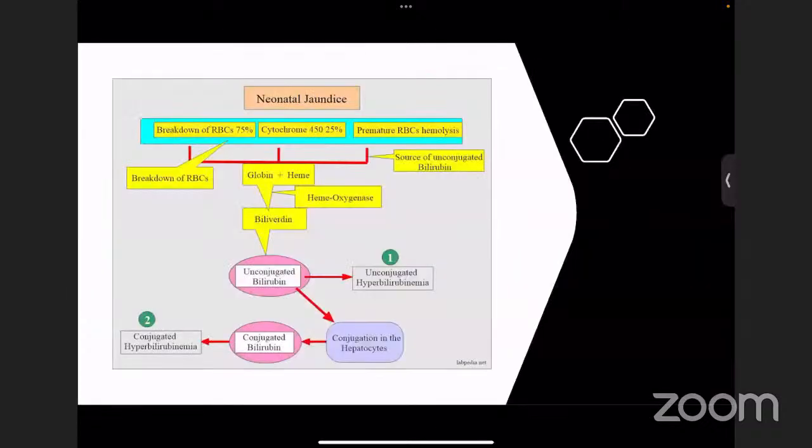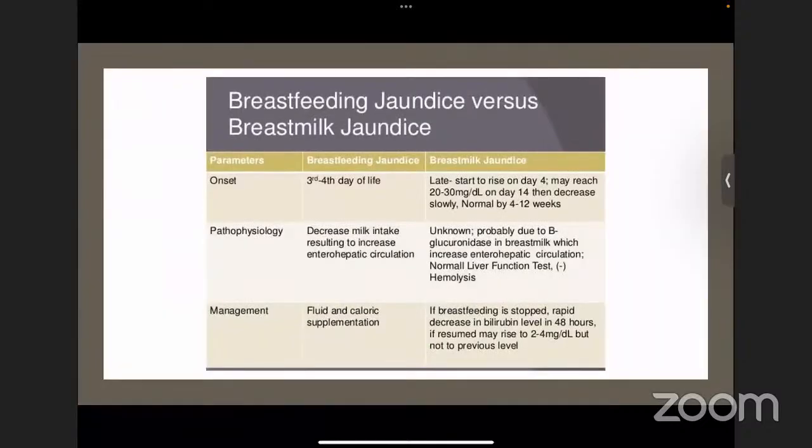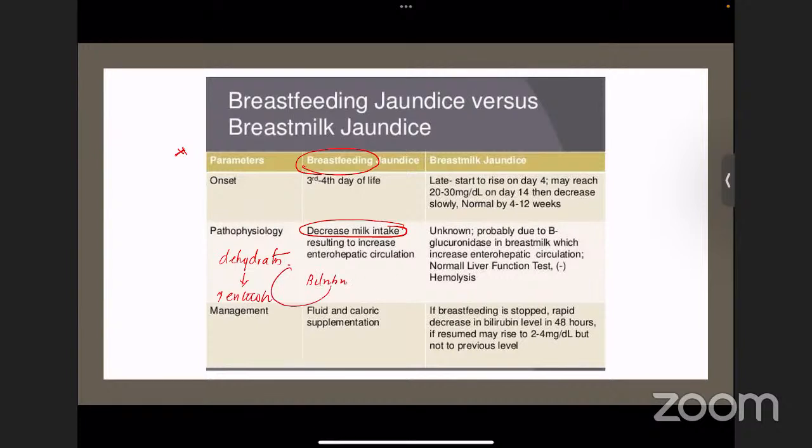So this is the way you will have this jaundice. It's a simple way. What is the difference between breastfeeding jaundice and breast milk jaundice? This is also an important question. Breastfeeding jaundice is because you don't give adequate milk. Because you are not giving adequate milk, the child goes into dehydration. Because of dehydration, there is an increase in the enterohepatic circulation. So all the bilirubin that has been washed out into the gut will be reuptaken and will again go into the circulation and cause the jaundice.